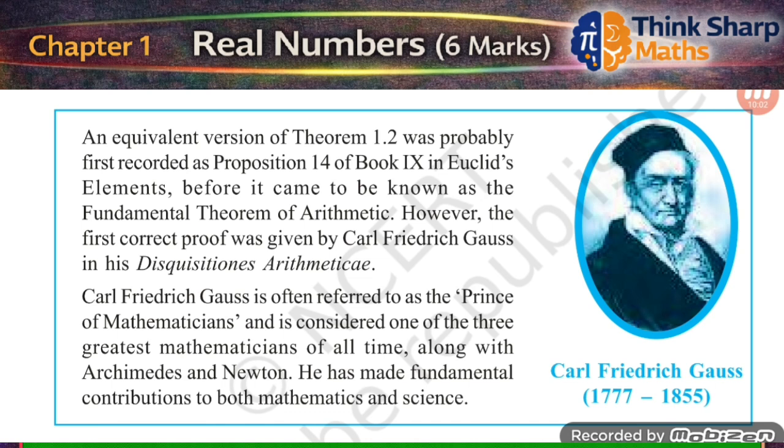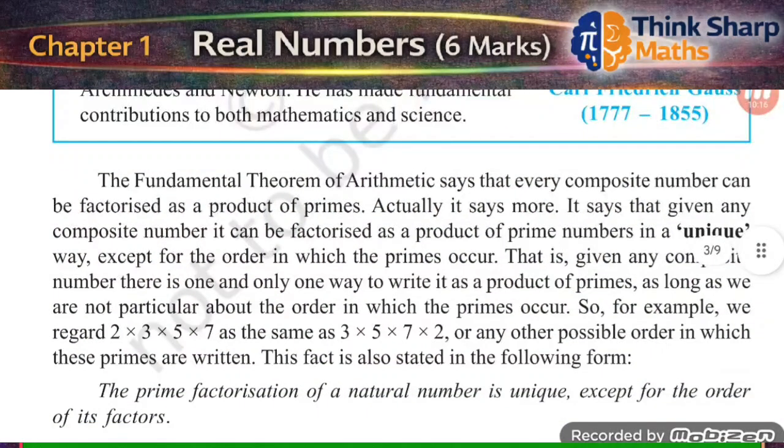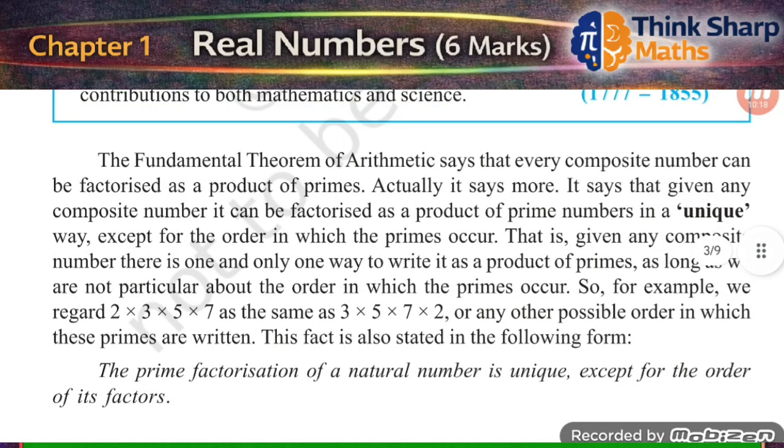Hope you all know the names of these two scientists. Mostly we know them for physics theorems and physics research. He has made fundamental contributions in both mathematics and science. Now coming back to our fundamental theorem of arithmetic, it says that every composite number can be factorized as a product of primes. Actually it says more. It says that given any composite number, it can be factorized as a product of prime numbers in a unique way.